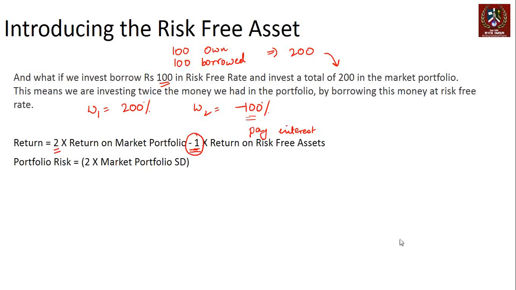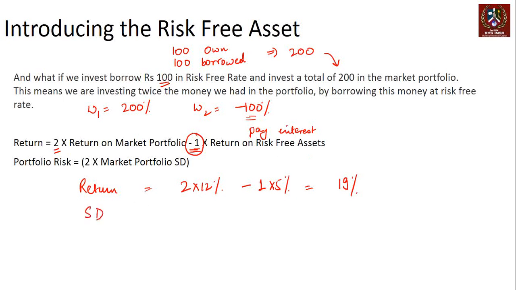So we have 2 times the portfolio invested, and now the return will become 2 into 12% minus 1 into 5%. So that becomes 19%. We have increased our return by using our ability to borrow money in the risk-free asset, right? So we have borrowed money from the risk-free asset and invested that money in the market portfolio.